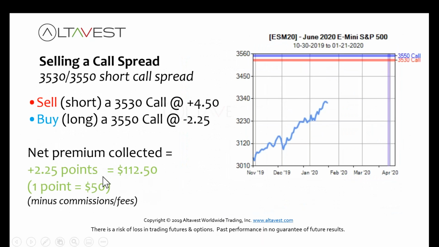Here's an example of selling a call spread. Here's the call spread here. The 35.30 call is the red line. You sell it, you collect 4.5 points. Then you buy the 35.50 call. You pay 2.25 for that. So the net premium you collect is $112.50. So you collect that net premium because you sold that spread. You have to include your commissions, of course, too.